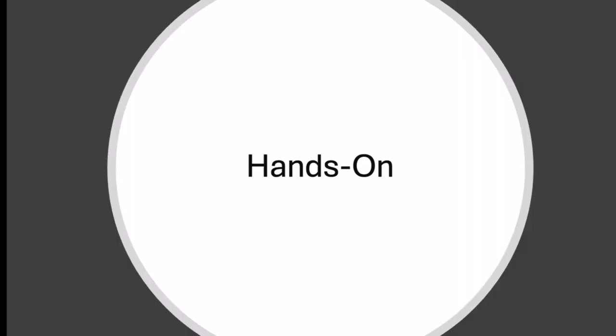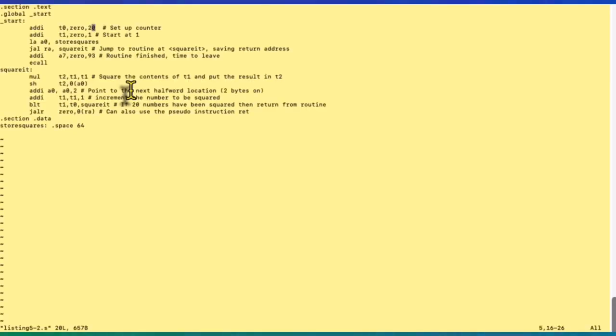Alright. Now it's time to look at some of the hands-on instructions in more detail. First of all, let's just have a look at the program listing shown. We met this one before, but now we're going to use GDB to go through the program steps. We're going to set up a counter here with a value of 20 decimal in register T0. Next we'll initialize register T1 with the value 1, and then we're going to keep incrementing this value until we reach the value 20 corresponding to the 20 integers that will be squared.